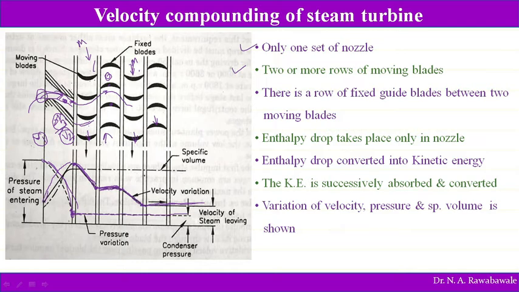And the specific volume of steam increases. So when pressure gets reduced, specific volume is going to increase in the nozzle, and once this pressure is reduced, as this pressure remains constant, specific volume also remains constant throughout the process.